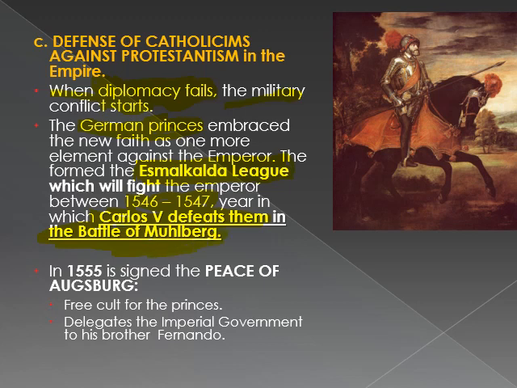Even though they are defeated on the battlefield, they are actually going to sign the Peace of Augsburg in 1555. That means a victory for the princes, not for the emperor, because even though the emperor defeated them with an army, it is very difficult to stop ideas, and they are not going to be stoppable. In the Peace of Augsburg, the emperor is going to concede free cult to the princes.